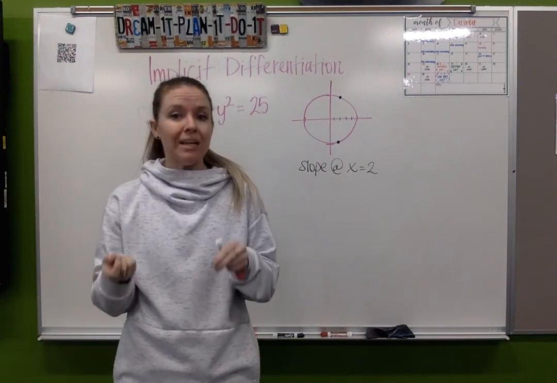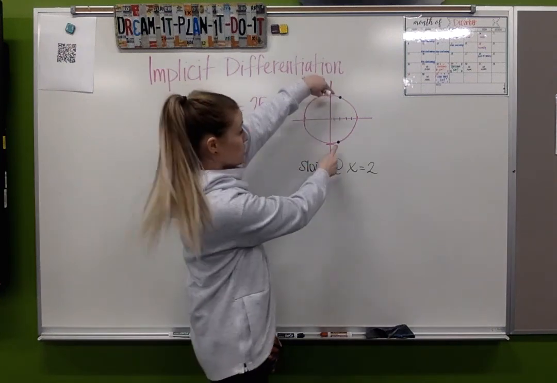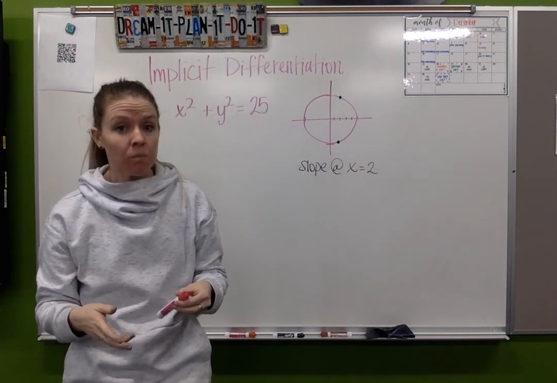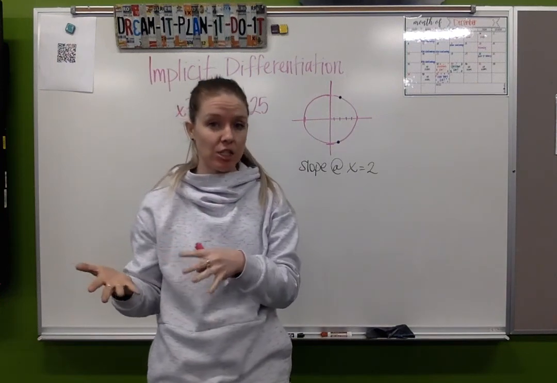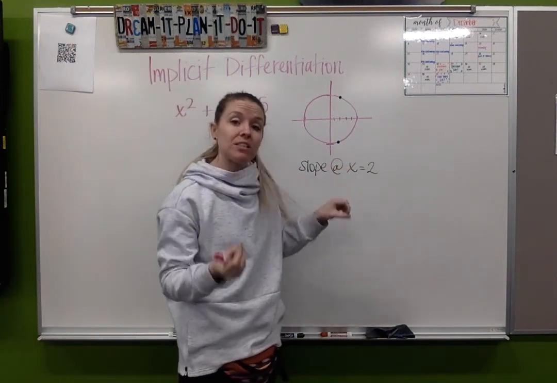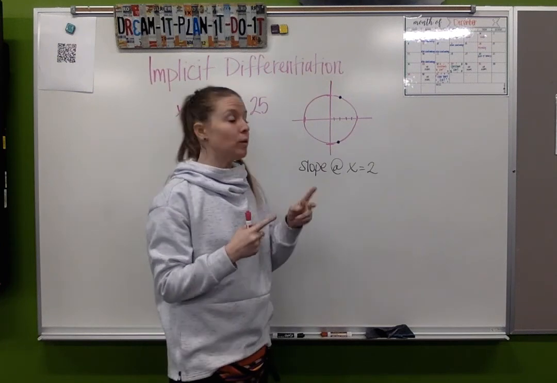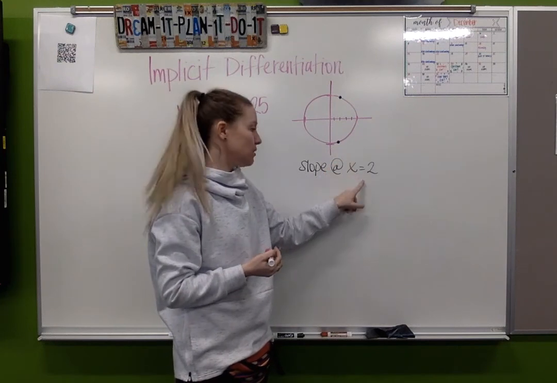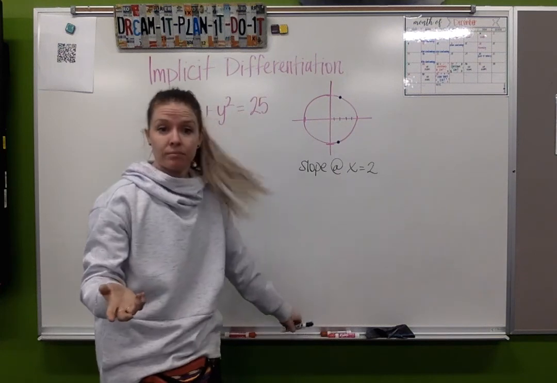The slope doesn't just depend on our x value anymore. It depends which y value we're choosing. So we take the derivative using implicit differentiation, and our derivative is going to include x and y. So we would actually be plugging in the point instead of the x value. So let's take a look.